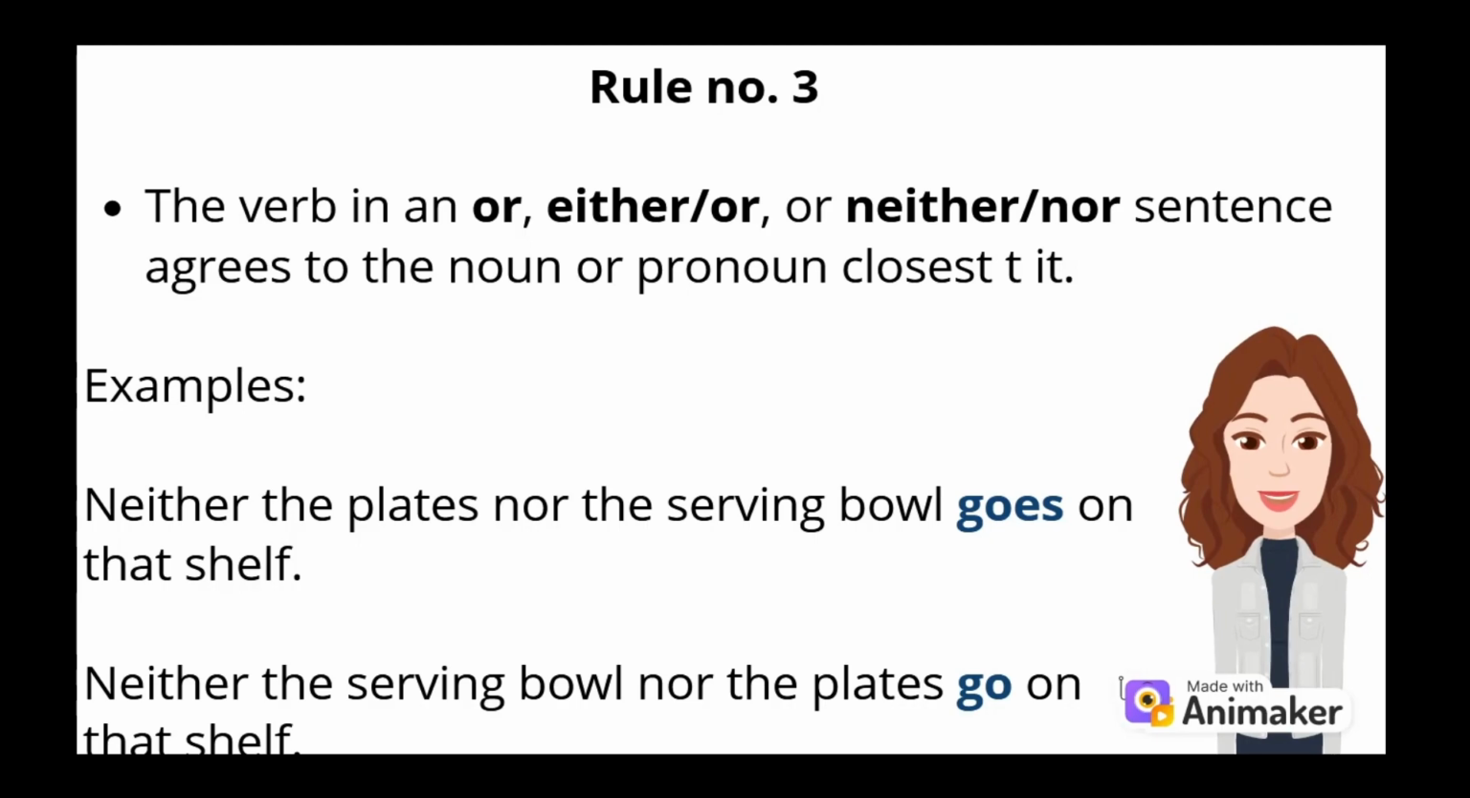Let's see the second example. "Neither the serving bowl nor the plates go on that shelf." Here, the two nouns used are serving bowl and plates, just like the previous sentence. However, the noun that is closest to the verb is plates, which is a plural noun. So the verb that's going to be used in the sentence is going to be plural too. So the verb is "go."